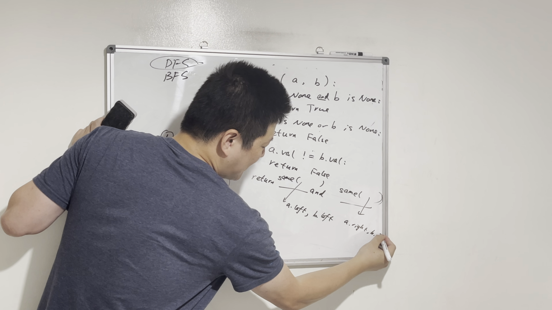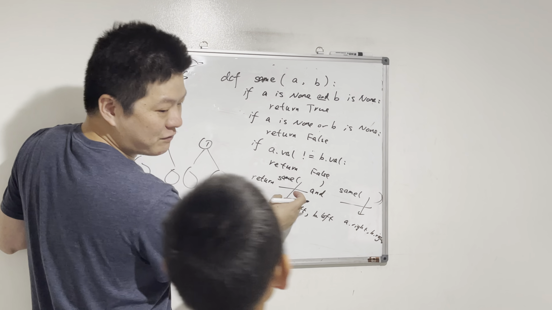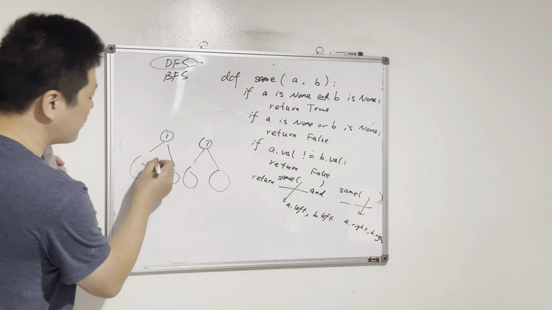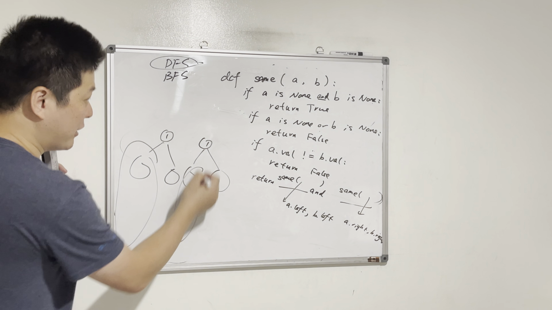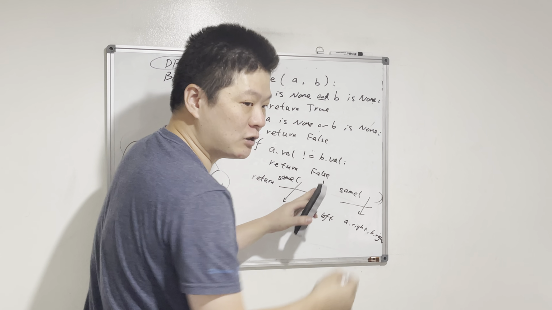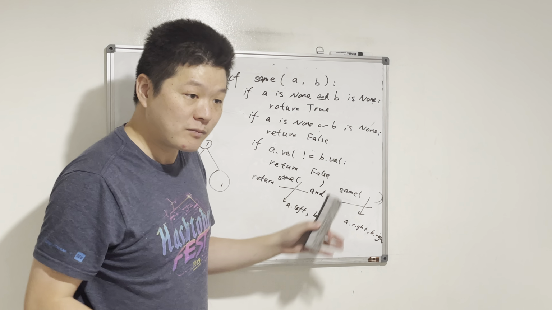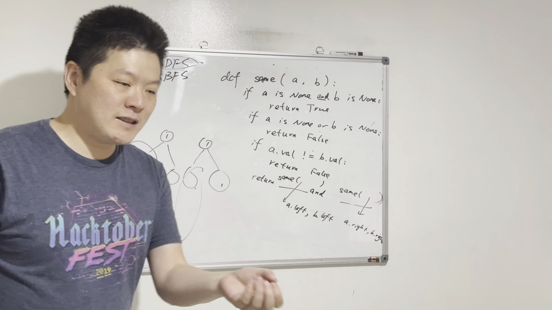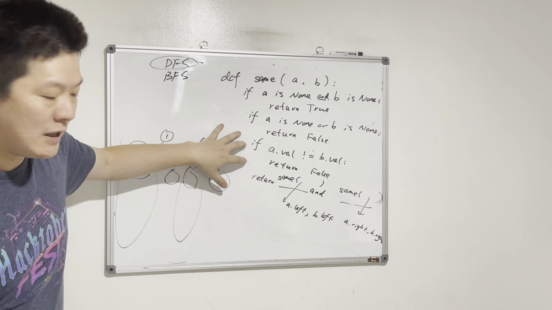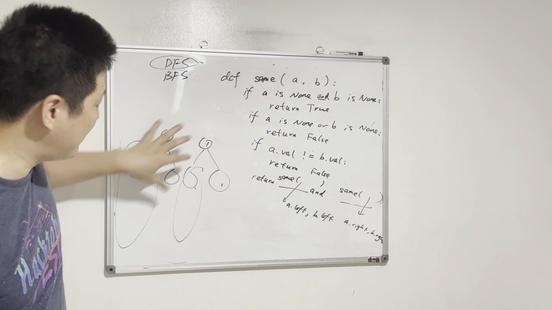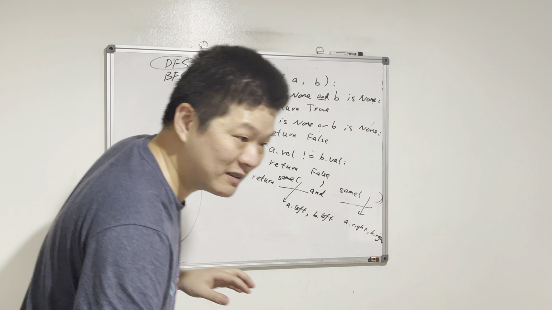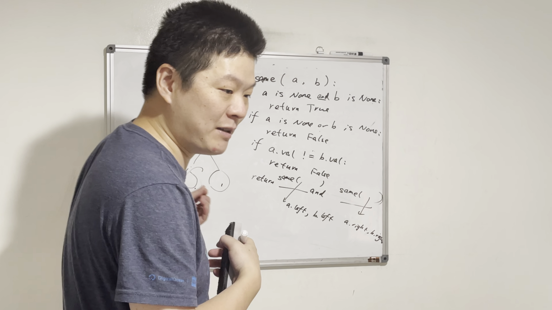Okay, so you understand? We are recursively checking the left tree and the right tree. We don't know how big the left tree is, but we call this recursive function to check the left tree, and then we check the right tree. Both need to be the same. Why is this working? Because two trees are equal if the nodes are equal, and their left trees are equal, and their right trees are equal. Does it make sense?